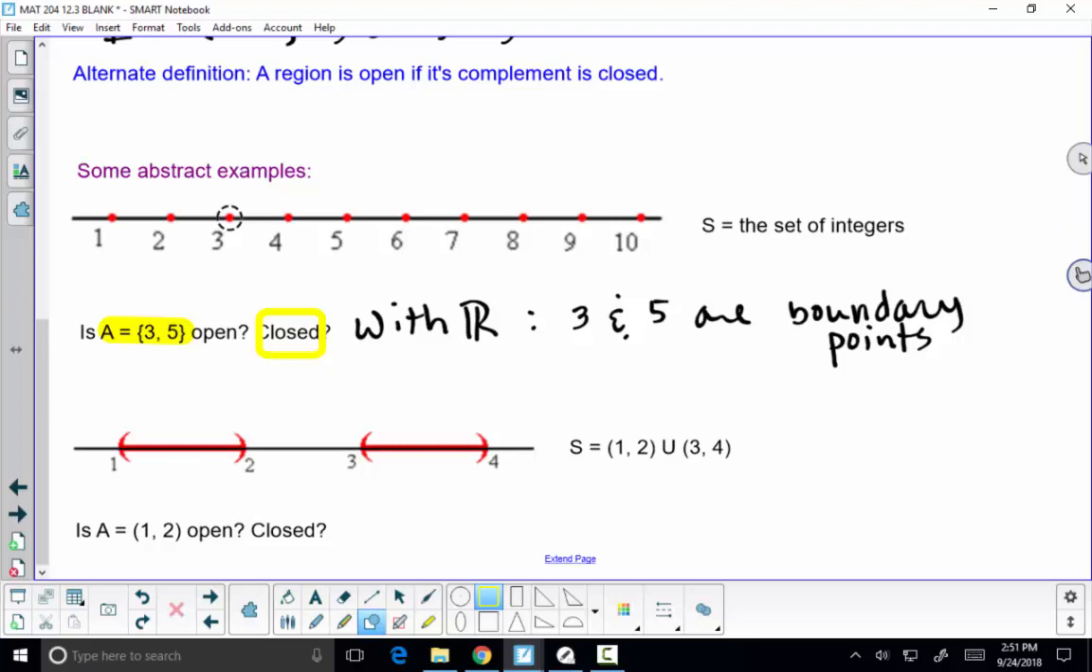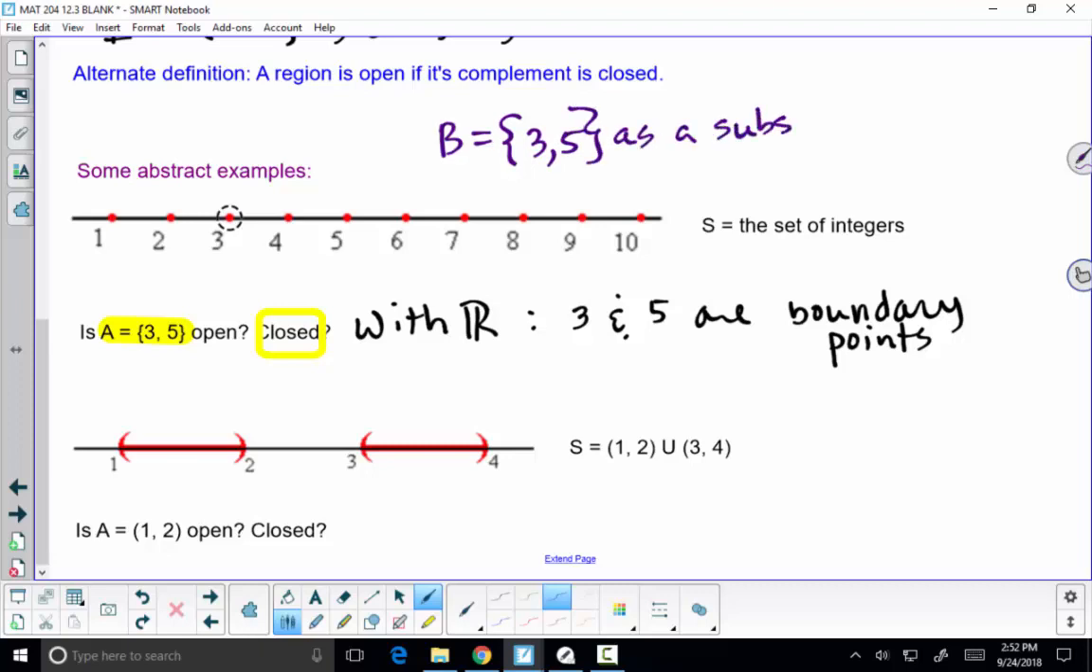So, instead of imagining the ambient space as the real numbers, let's imagine the ambient space as just the set of integers. Just the set of integers. So we're going to consider this subset A as a subset of the integers, not as a subset of the real line. So now let's analyze it again. Let's call it a different thing. Now let's call it B equals {3, 5} as a subset of the integers.